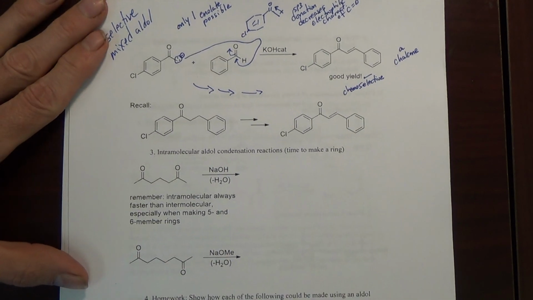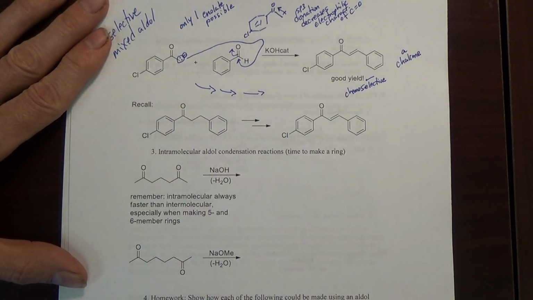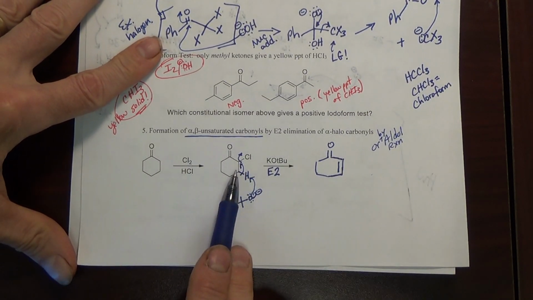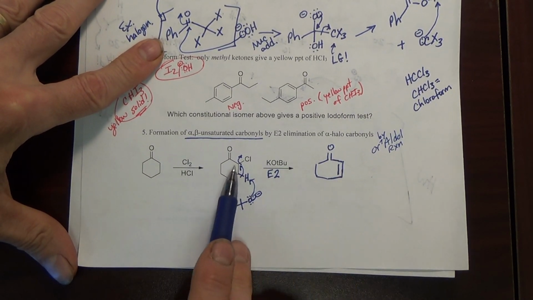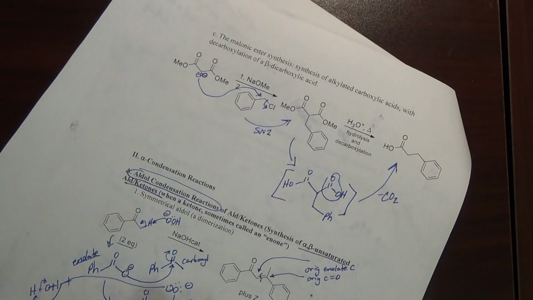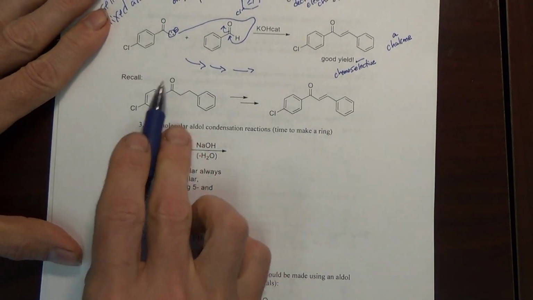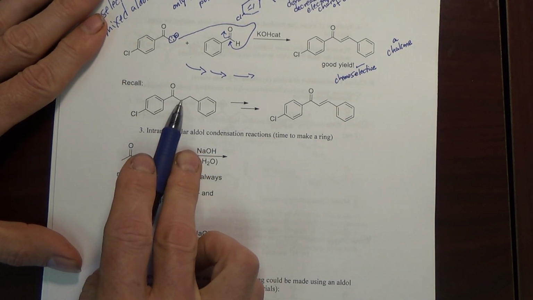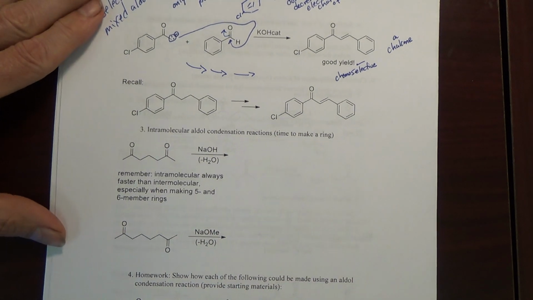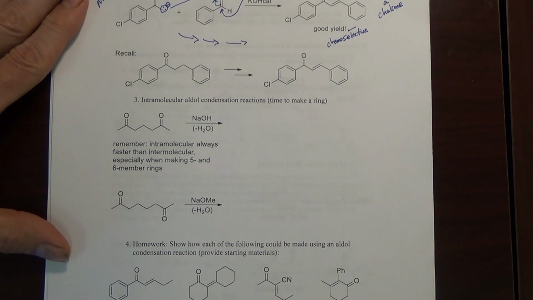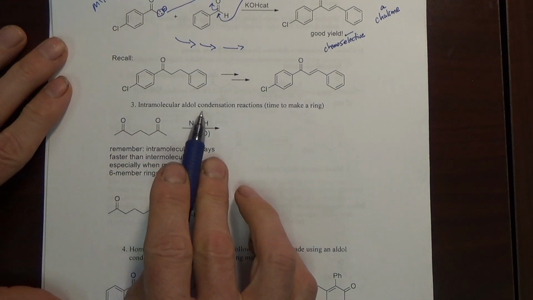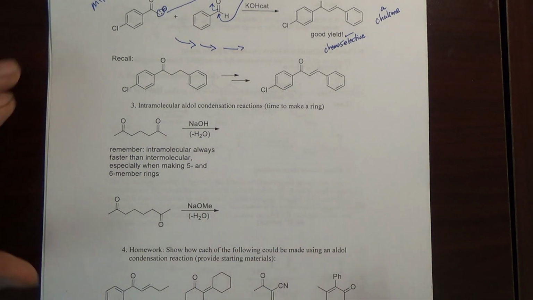All right. Recall, there's another way to make such products. And we already referred to it right here. We could do an alpha halogenation and then put the double bond in by an elimination. All right? So if you had this molecule, we could put that double bond in, alpha halogenation, and then eliminate. All right? Now, this brings us to intramolecular aldol condensation reactions, where we're going to make a ring.